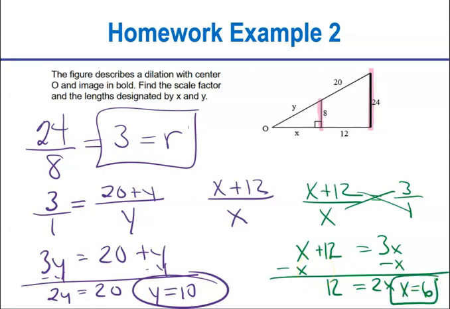Okay, so if Y is 10 and X is 6, then you will see all of those ratios will be 3. So that's 30 over 10. This one is 18 over 6, and you still have 24 over 8.